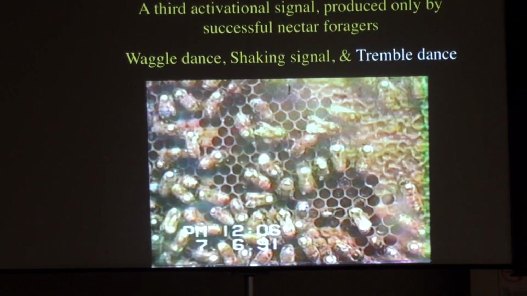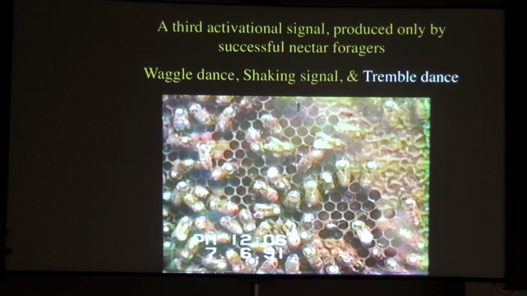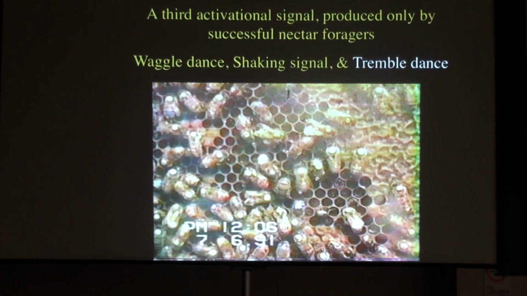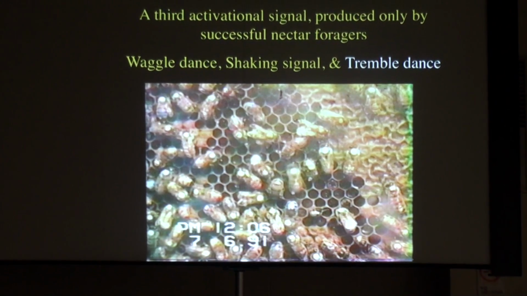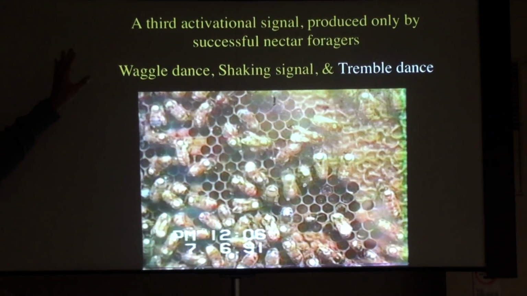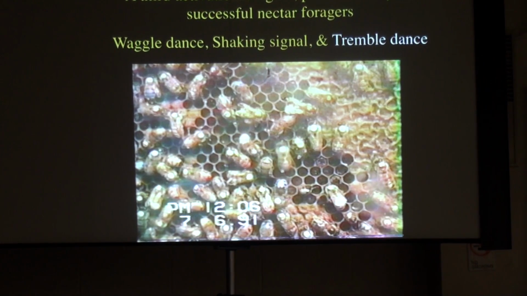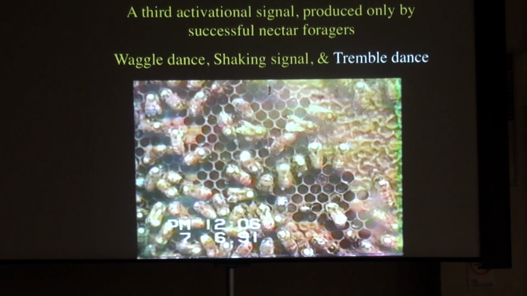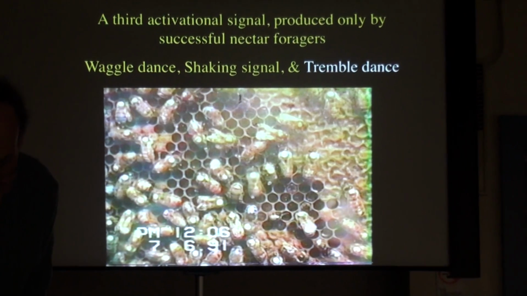And this is another signal. It's a third activational signal, and it's produced only by successful nectar foragers. It's not part of the pollen foraging process, because pollen, as we've talked about already, doesn't have this unloading process. Each pollen forager dumps the pollen in the cell herself. But they do have this tremble dance for keeping the nectar collection process, the honey production process, running smoothly. You're probably dying to know what this tremble dance looks like. So let's look at it.